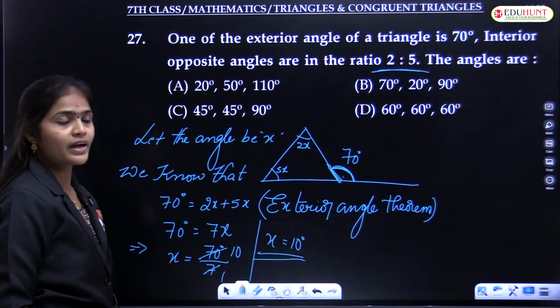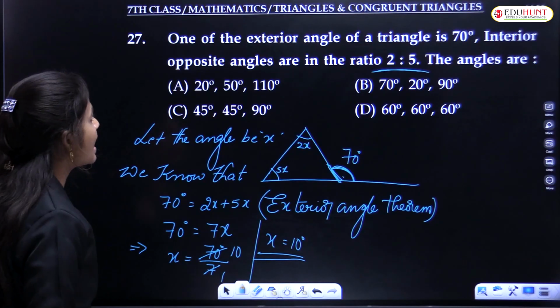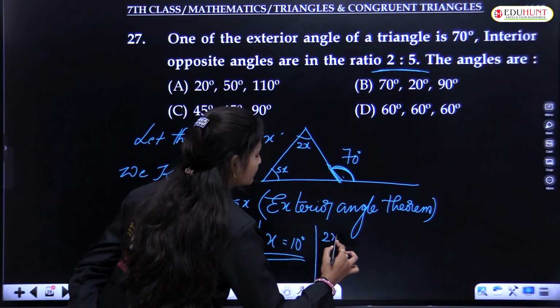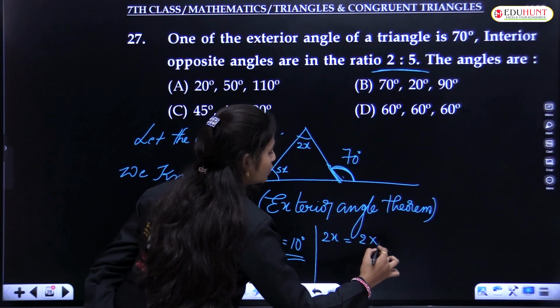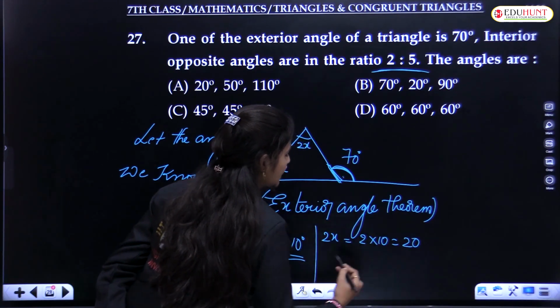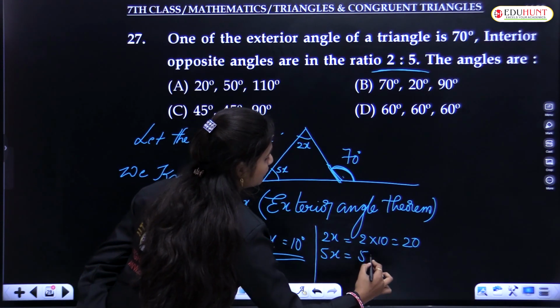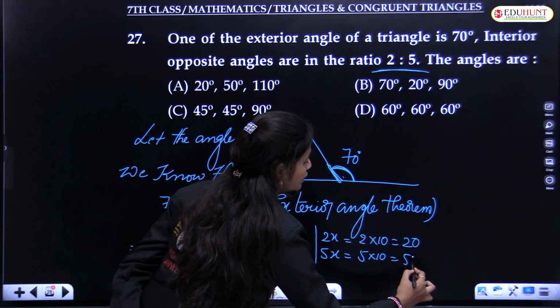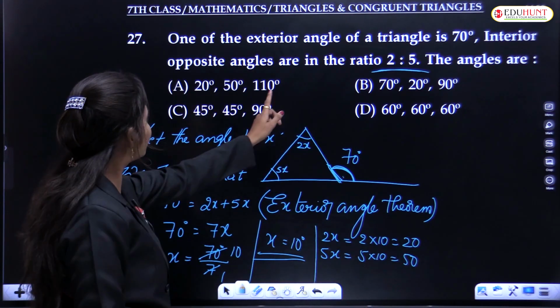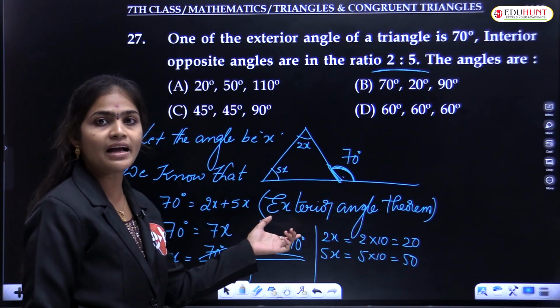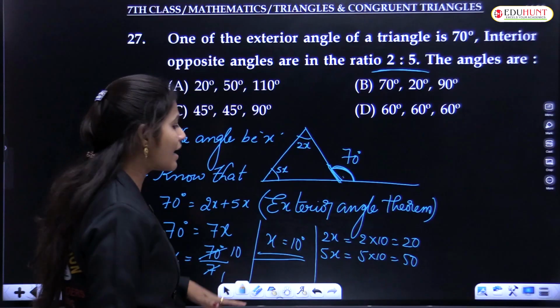Now what do we have to find out? Yes, those angles we need to find out. So 2x is equal to 2 into 10, which is equal to 20. And the other one is 5x, no? So 5 into 10 is equal to 50. So we got two angles, but here they asked for all the angles. In a triangle we have three angles, no? So we need to find the third angle also.